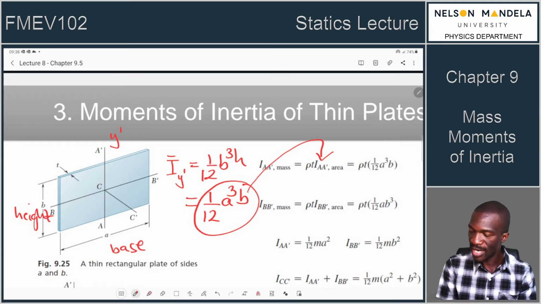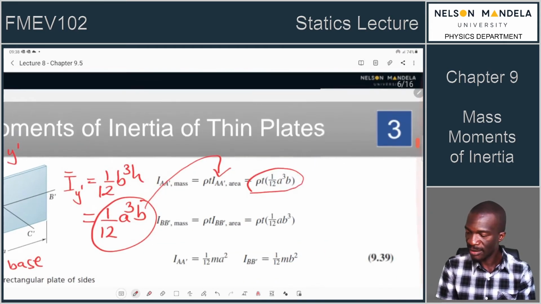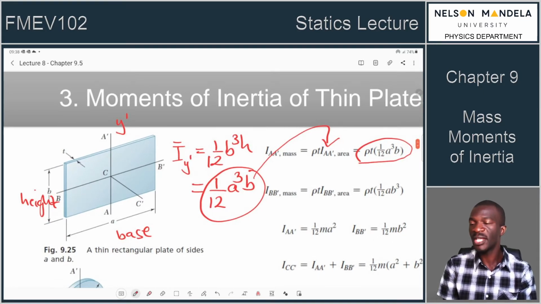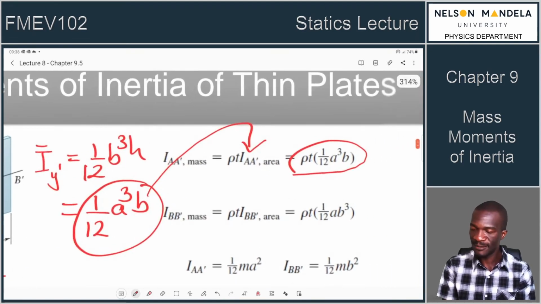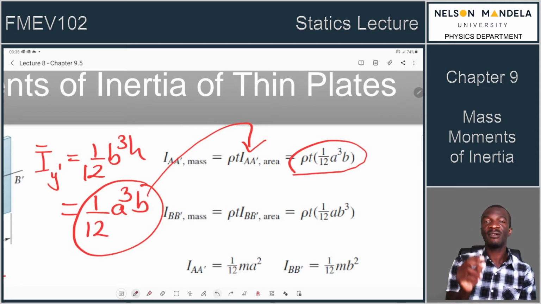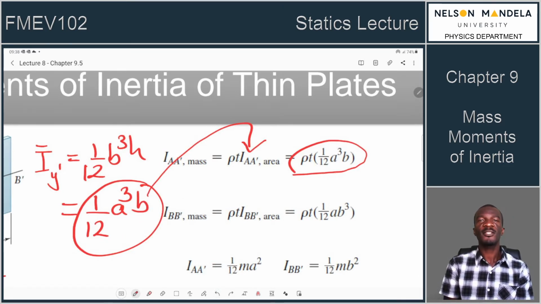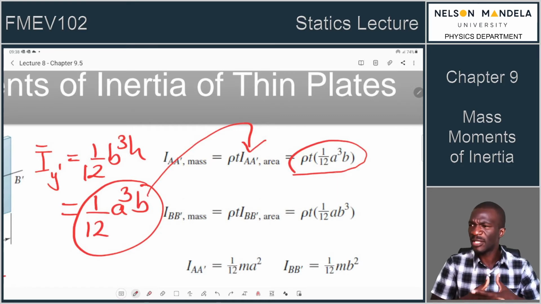Okay, so it's part of some set of equations. This is why our equation for the mass moment of inertia simply reads IAA of the mass is equal to rho t multiplied by the IAA of the area. So our rho t is still there, and our IAA of the area, the given area, is now this 1/12 of a cubed b. Remember when we talked about the orientation of angle irons, this is the same thing.